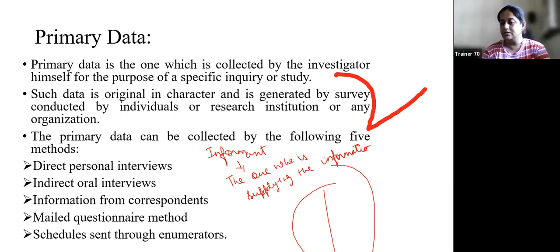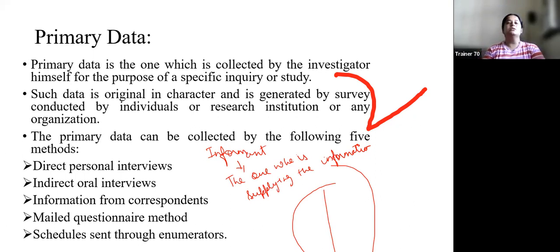Second we have is indirect oral interview. So by the term indirect, आपको शायद समझ में आ गया होगा. अब directly interview नहीं हो रहा है. We are including someone outside also. That is why we are saying indirect oral interview.